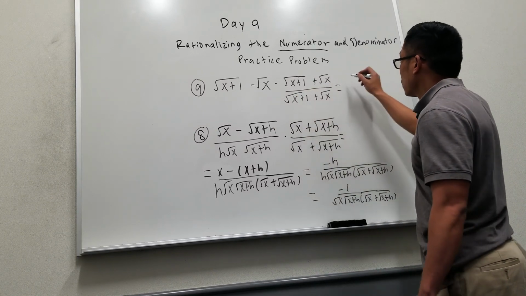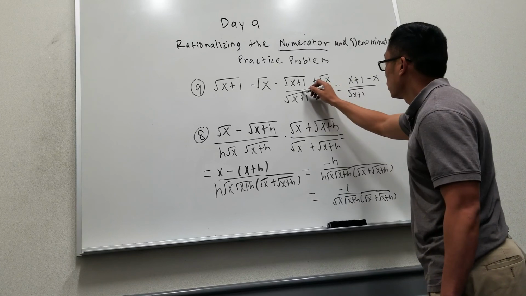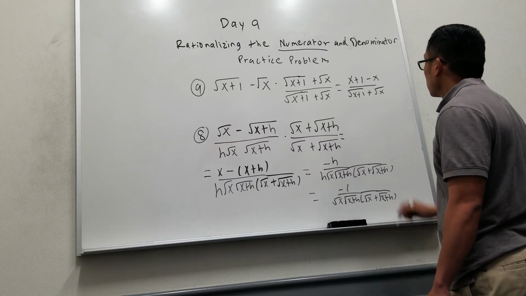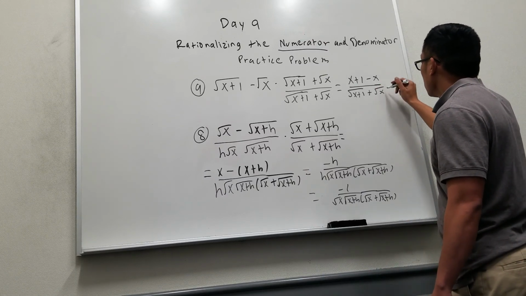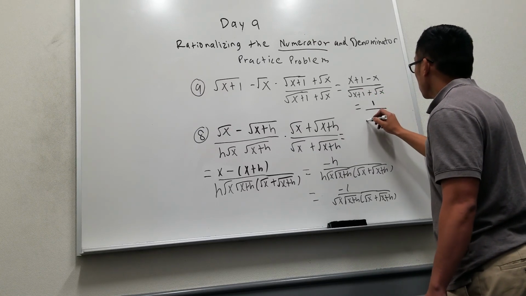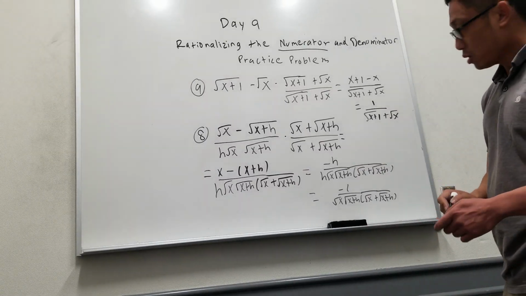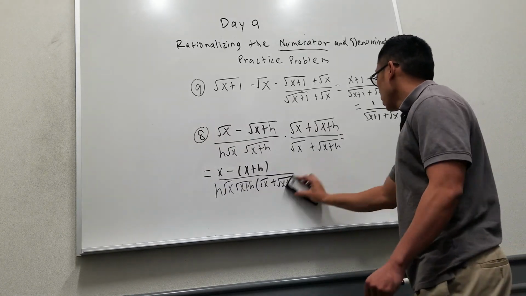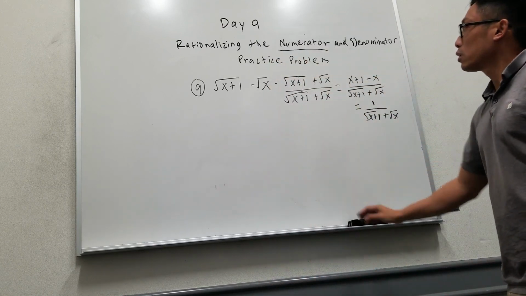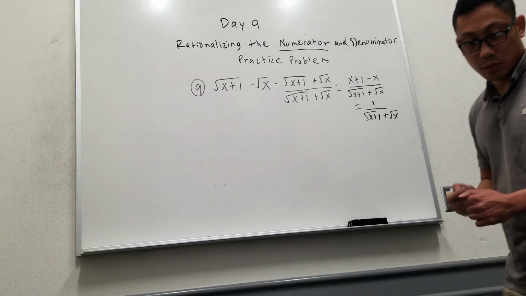You just have x plus 1 minus x, all over x times square root of x plus 1 plus root x, right? And I can simplify this. So you notice the x will cancel, so what do you have left? You just have 1 over square root of x plus 1 plus square root of x. Okay, so there you go. That's all you get. Okay. Let's do one more problem.